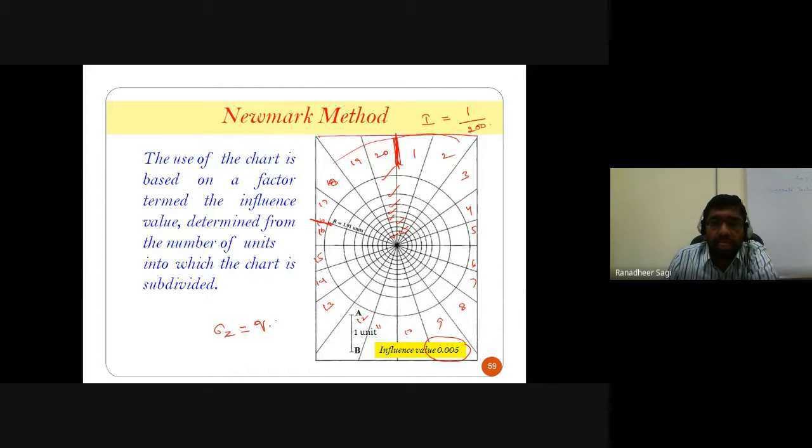I repeat, the corresponding influence factor value is multiplied by the number of elements being covered when you overlap your tracing paper with respect to your standard pneumatic chart. Okay, so with that you'll be able to calculate the corresponding vertical stress that is getting developed in the soil.